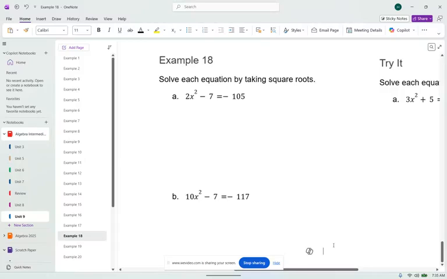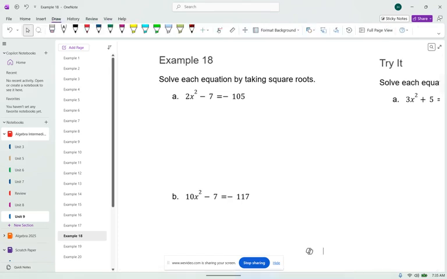All right, guys, in this video, we're going to be looking at example 18. We're dealing with imaginary numbers and solving the equation by taking square roots. So I know I'm going to take square roots on this because I don't have a value of b. In other words, I don't have an x term. And so the easiest, most efficient way to do this is to solve using square roots.